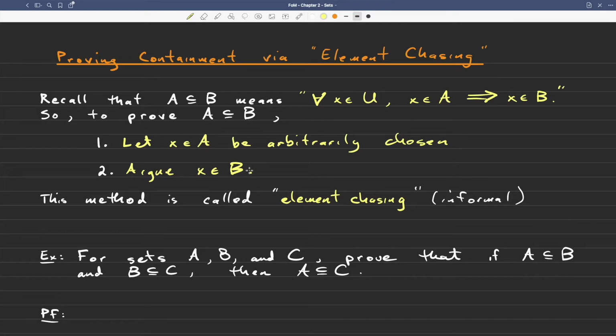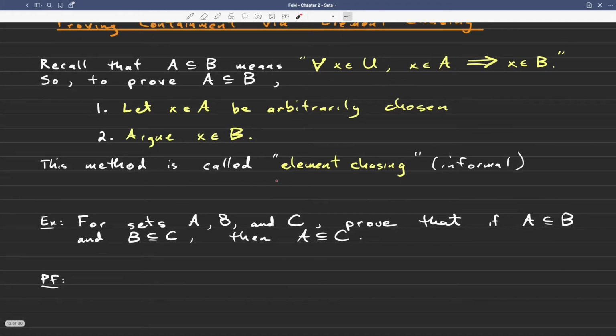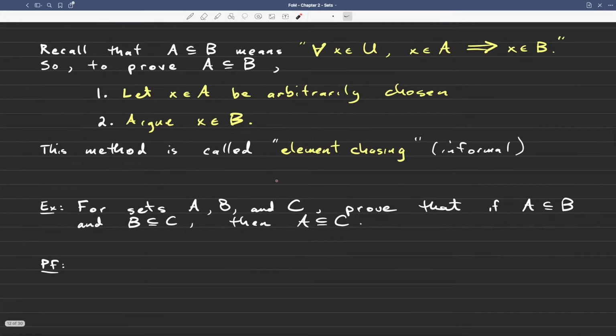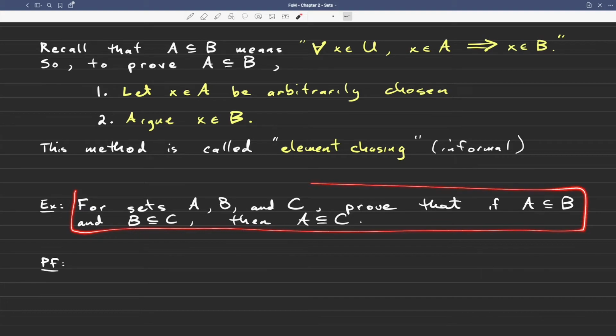And you can see why we might call this element chasing. This is sort of an informal term to describe this process. But what you're doing is you're starting with an element in A, and then you use various properties that you know and logic and whatnot, and you chase that element until you arrive that it's in B. So let's do a proof that illustrates the technique of element chasing by proving this statement about sets, which is one of the properties in the list above, the transitivity property for containment.